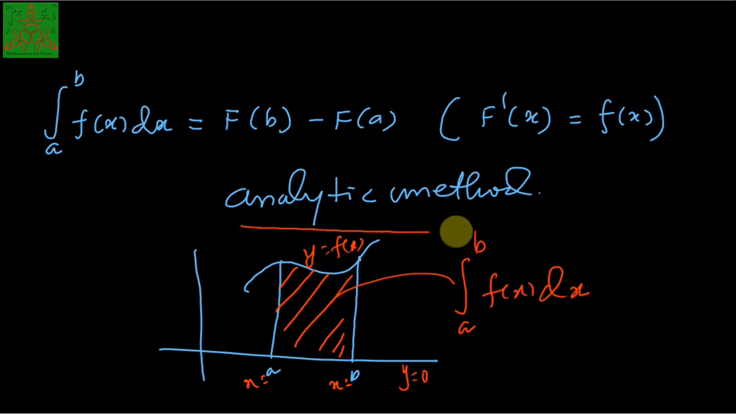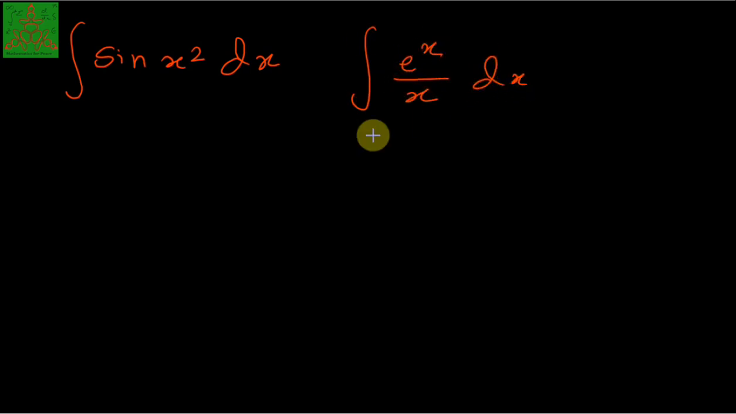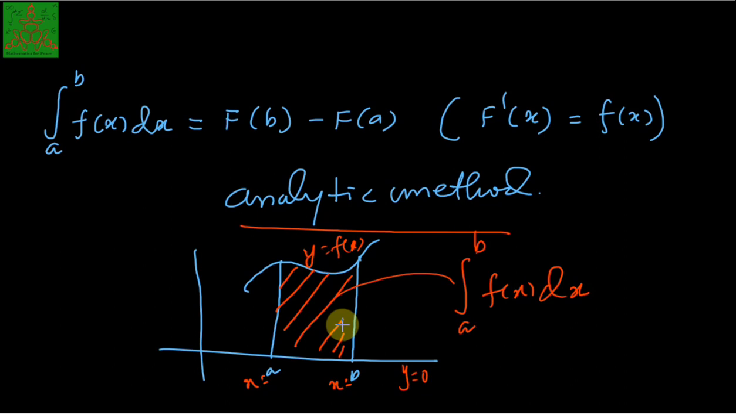In the analytical way, it is not possible to integrate every function. For example, if I give you the function sine x square, it is not possible to integrate sine x square. Another example is the integration of e power x upon x dx. So there are certain functions which are not possible to integrate analytically. To integrate analytically means that we have to find the area under the curve, which we have represented in this manner.